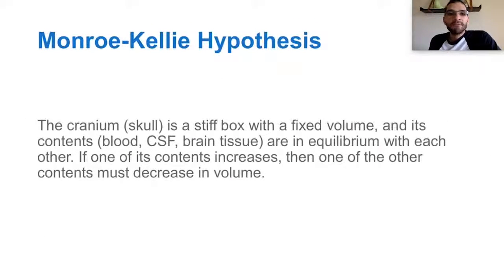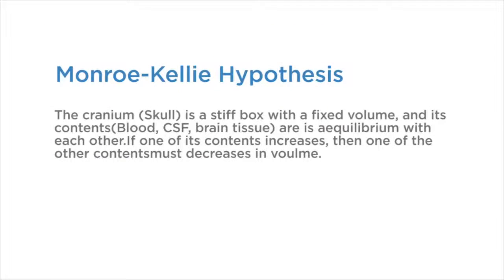Now I want to talk a little bit about the Monroe-Kellie hypothesis, which is basically the idea that the cranium, or the skull, is a stiff box with a fixed volume, and that's due to the fact that the contents within the skull, the blood, remember both the arterial and the venous, the CSF, and the brain tissue are all in equilibrium with each other. If one of these contents increases, then one of the other contents must decrease in volume to maintain equilibrium. Otherwise, you get herniation.